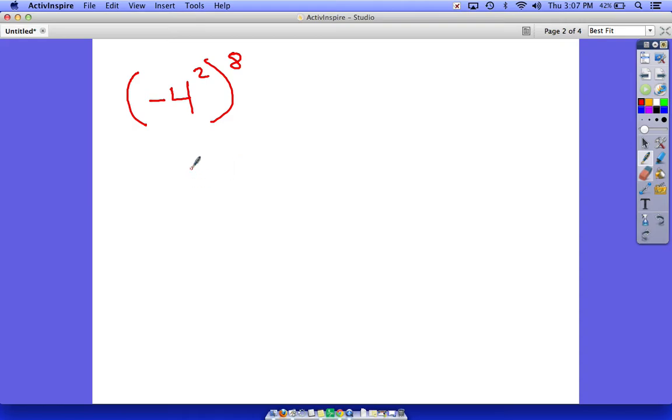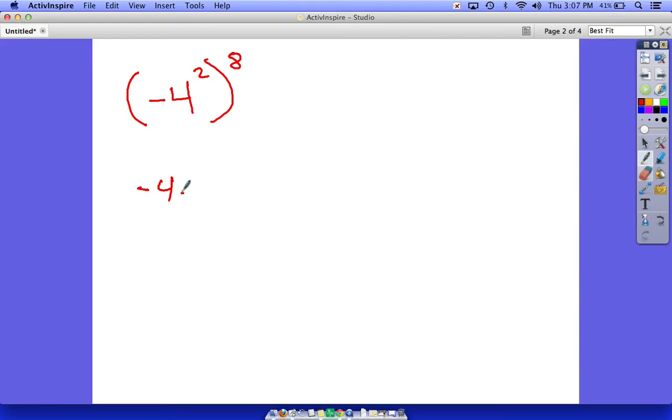Next example I've got for you, I've got negative 4 to the second power, and all that to the 8th power. Now, I will preface this by saying we could actually find an actual number answer for this, but I'm not going to make you do that. The idea is just to simplify this down and not to come up with the actual final answer, but it would be easy to do, and we could write it out or just use a calculator. Right now, we're just going to simplify it so we don't have 2 sets of exponents here. So let's start with negative 4 to the second power.